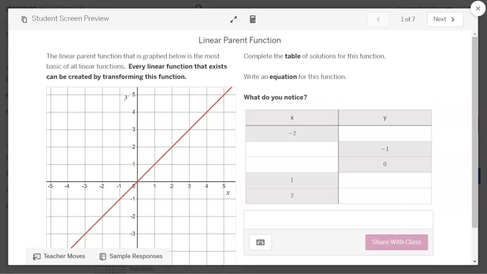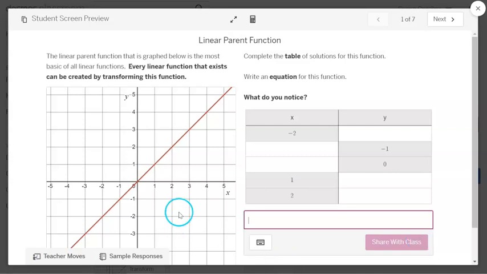I'm asking them to complete a table of solutions. And if they don't remember, remind them they can click and drag along this graph to get these points. So -2 is at -2. If you want your y to be -1, well, your x is going to have to be -1 also. And so they will fill this out, and then they will write an equation of a line. Hopefully some kid in your class knows this equation, and if not, you may have to tell them, but hopefully we can get this out of the kids.